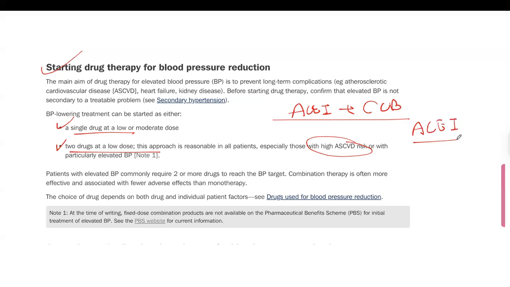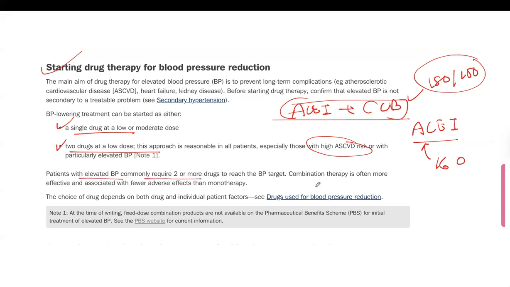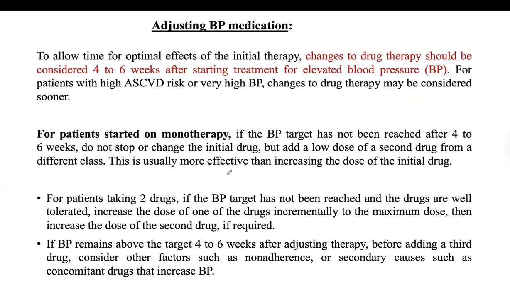Depends. Especially if the blood pressure is quite high, like 180 over 100, that patient is reasonable to start on a combination. If someone's blood pressure is 160, it's reasonable to start just a single treatment. So it's all about how you see the blood pressure. Patients with elevated blood pressure commonly require 2 or more drugs to reach their blood pressure target.